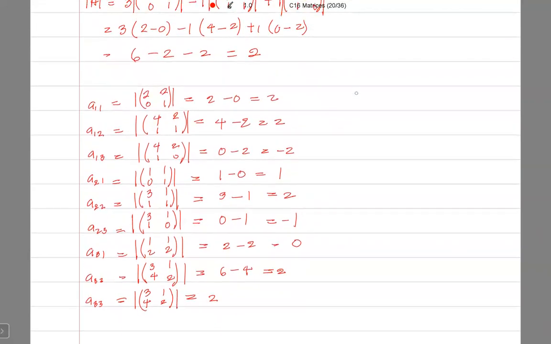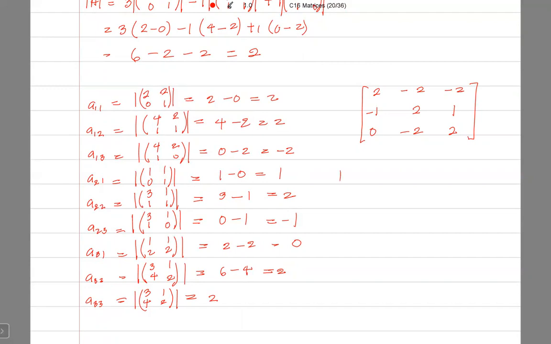All right, so our matrix of cofactor, taking into account the sign convention: 2, minus 2, minus 2, minus 1, 2 minus minus 1 which is 1, 0, minus 2, 2. So this is the matrix of cofactor.